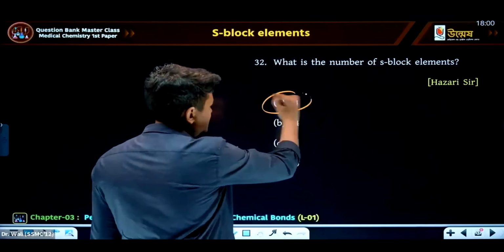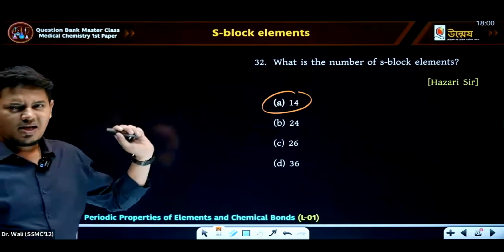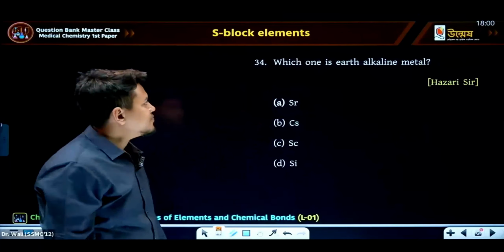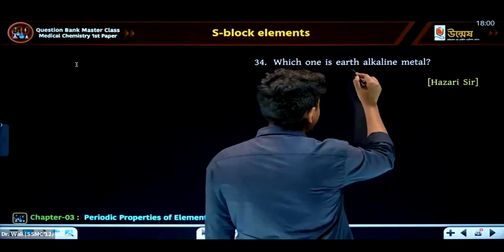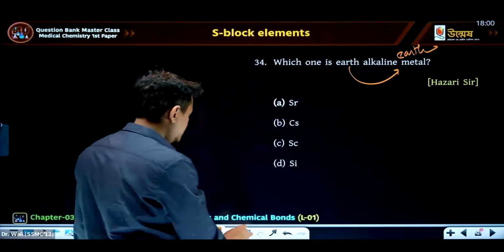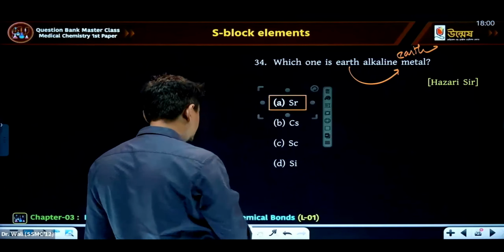Okay, what is the number of s-block elements? It was also answered 3 to 4 questions ago. The answer will be 14. Which one is an s-block element? It is very easy. It is potassium. Next, which one is an alkaline earth metal? The answer is strontium.